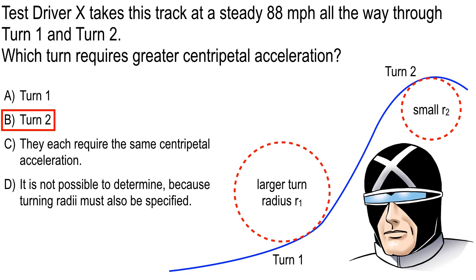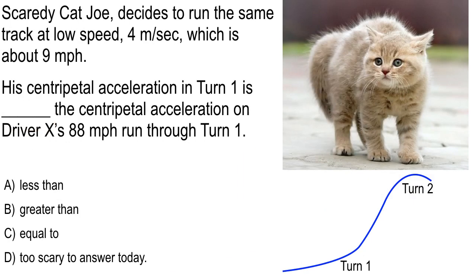All right? Now, the formula, remember what the formula is for centripetal acceleration? V squared over R. No, not V squared over R squared. V squared over R to the first power. All right, next question. Scaredy Cat Joe.